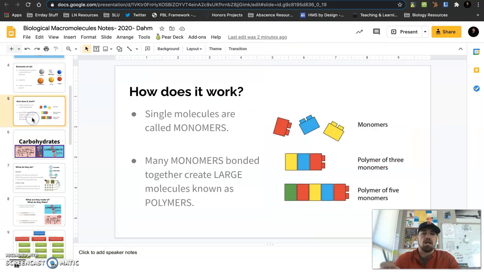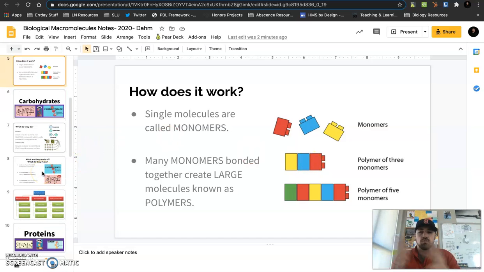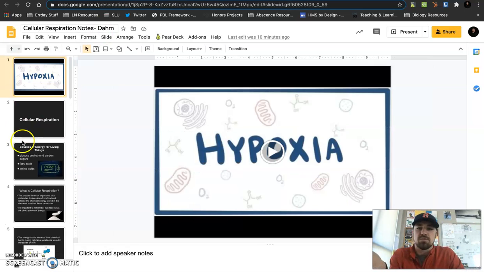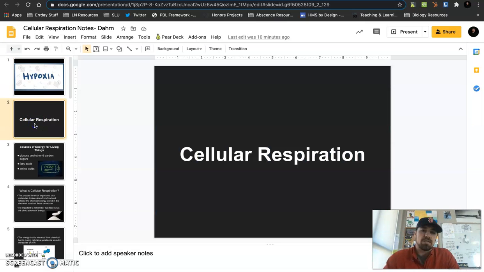Remember that monomer and polymer term is what we mentioned with these Lego pieces, right? One Lego piece is a monomer. You put many of them together, that makes a polymer, okay? Very good. So really, when it comes to what we need to know about carbohydrates, that's point blank that it provides energy, okay? But the next step from there is really looking at this process of cellular respiration.